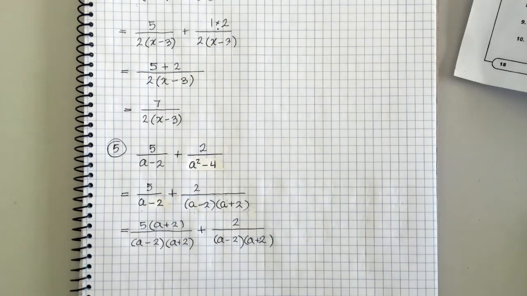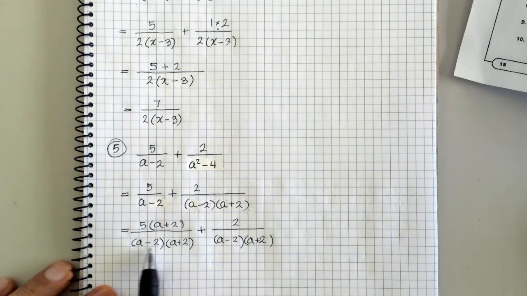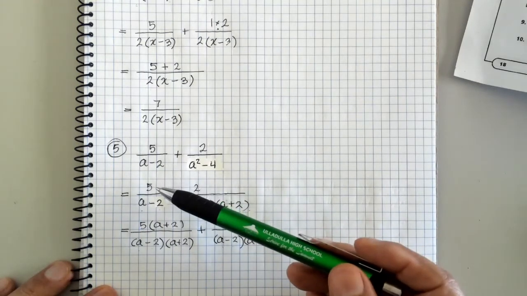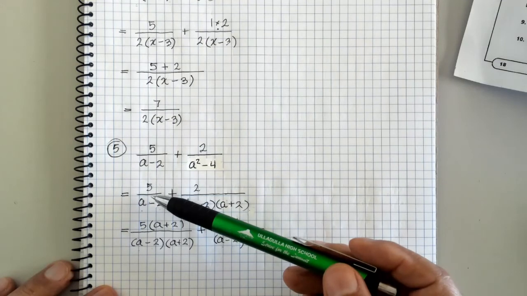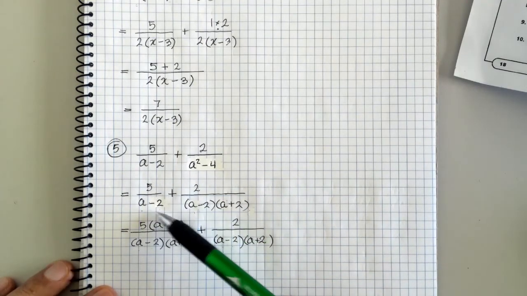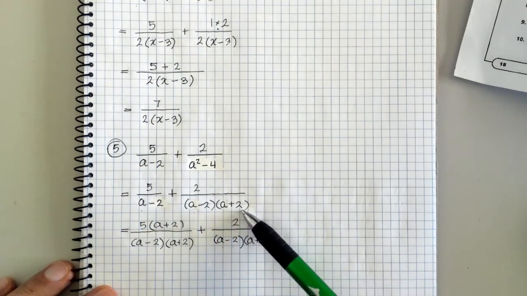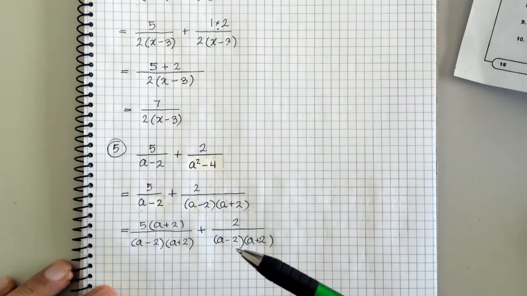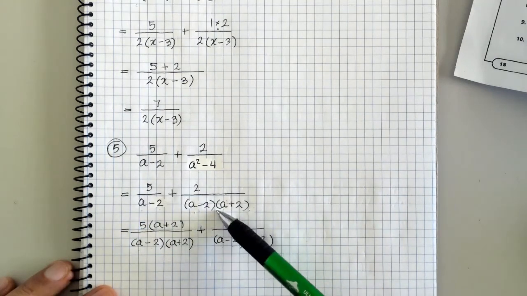Okay, so the good thing now is that they have the same denominator. So you can see a minus 2, a plus 2, a minus 2, a plus 2. How did we do that? By amplifying this fraction by what it was missing. What was missing from here was the a plus 2. A plus 2 was missing from here, so that's the reason why we amplify this by a plus 2. And then we're gonna simplify.